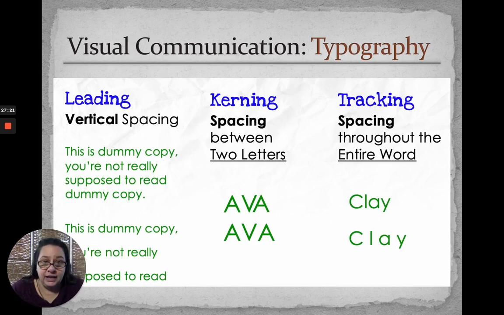And then tracking refers to the spacing throughout the entire word. So some typefaces keep things really close, and some typefaces space out the letters. For example, the word clay here might read fairly close, or it might space out. I have definitely swapped typefaces because I don't like the tracking, or I don't feel like it's appropriate for that particular project. So that's something to be aware of. Let's see, was there more?